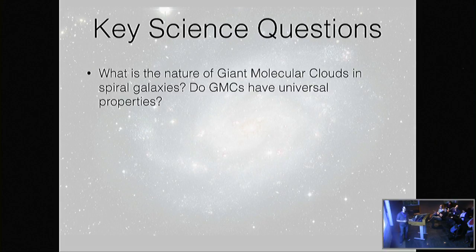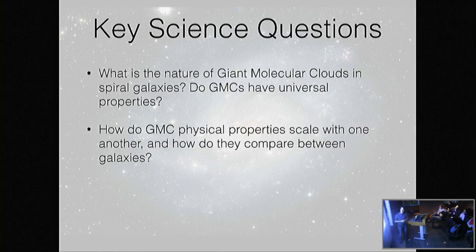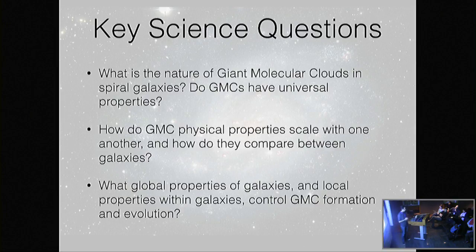What are the nature of GMCs in spiral galaxies, the Milky Way and other galaxies? Are there universal properties or scaling relations? Like I just alluded to, how do the scaling relations compare between galaxies? And are there certain properties of galaxies, either extrinsic, large-scale properties, or local environmental properties that seem to control GMC formation and evolution?